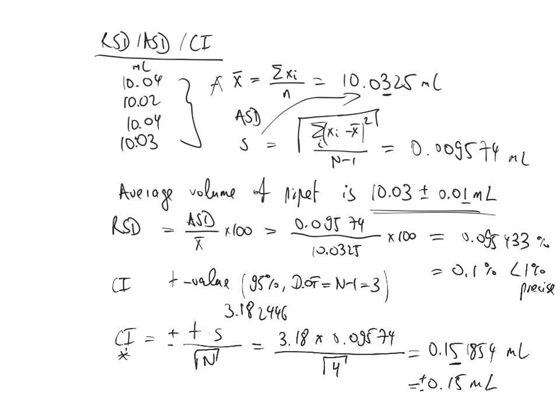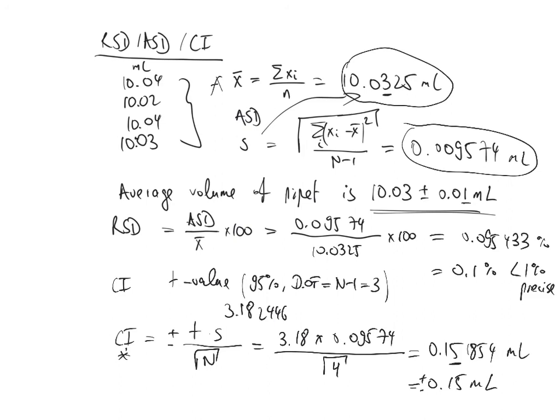So let me recap. Take your 4 values of the actual volume from the pipette. Calculate the average and the standard deviation, which is the absolute standard deviation. This can be done with Excel or graphing calculator. Reported as follows: the average volume of the pipette is 10.03 plus minus 0.01 milliliters because of sig figs. That's important. Calculate the relative standard deviation, which is simply ASD divided by the average times 100. In this case, 0.1%, so it's very precise, less than 1%.